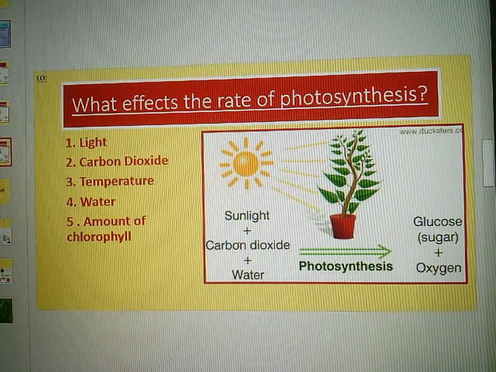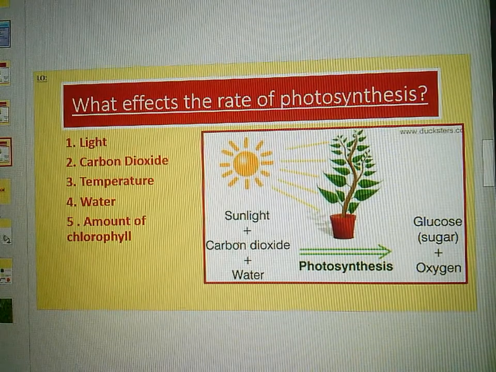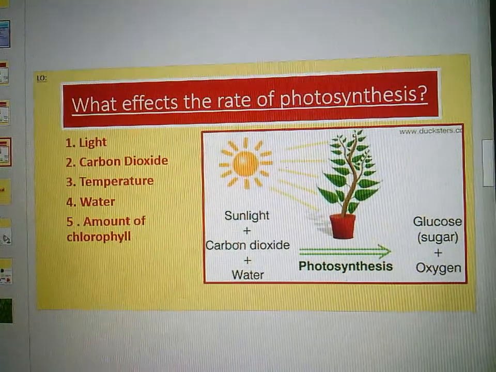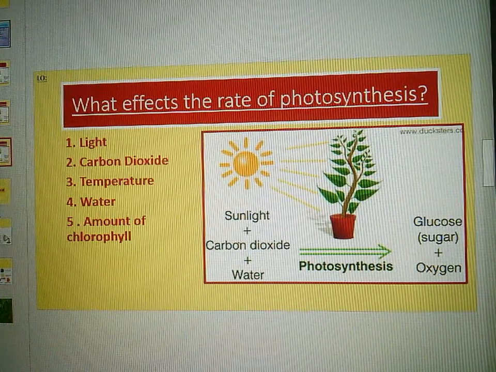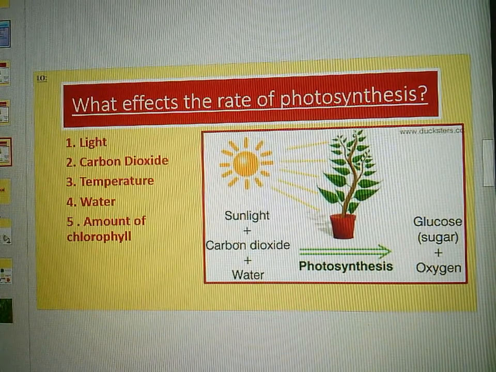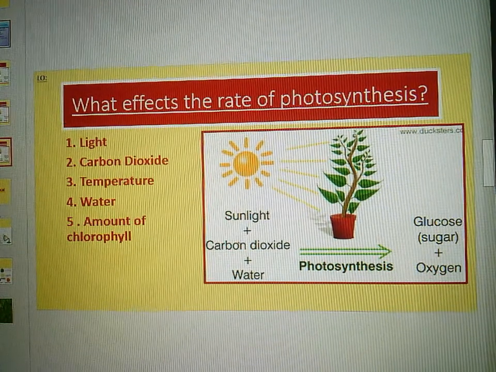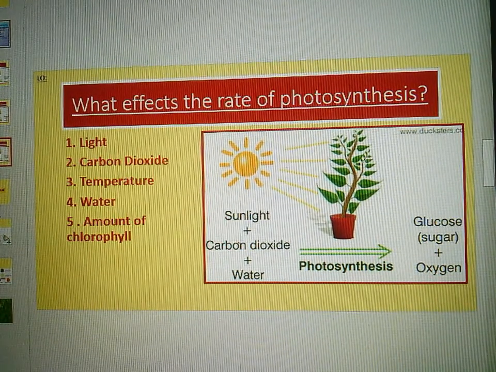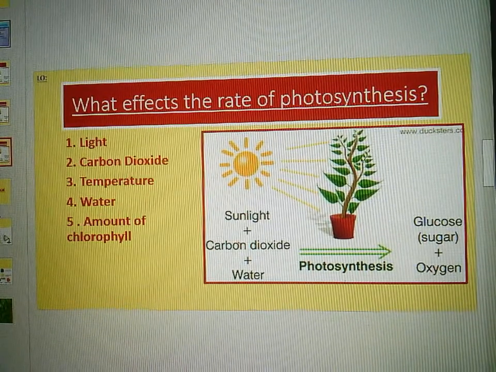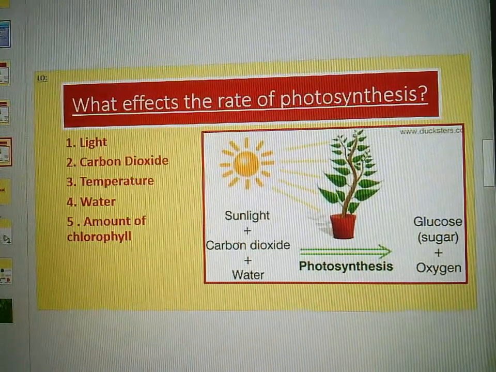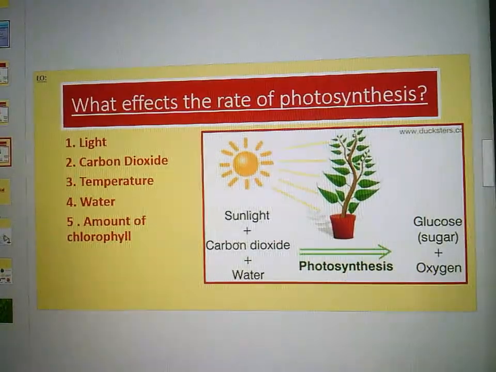Okay, next thing is carbon dioxide levels. Now carbon dioxide, obviously if there's more carbon dioxide, there's going to be a higher rate of reaction for photosynthesis, and if there's less carbon dioxide, there'll be a lower rate of reaction for photosynthesis. However, naturally carbon dioxide levels are kind of always quite consistent, so it doesn't really limit the reaction, it's just always the same.